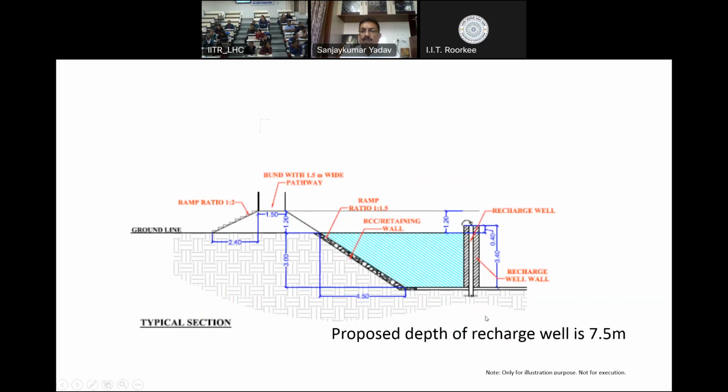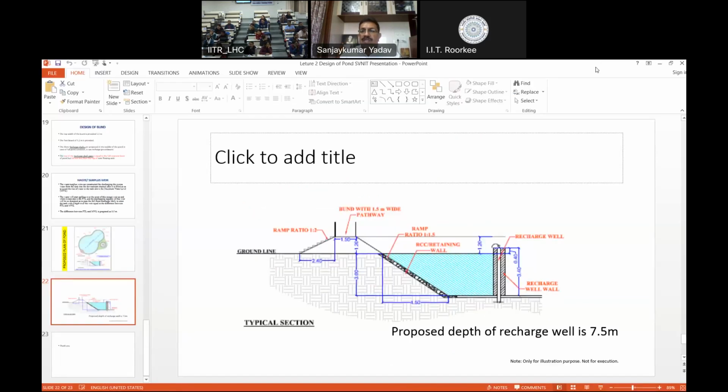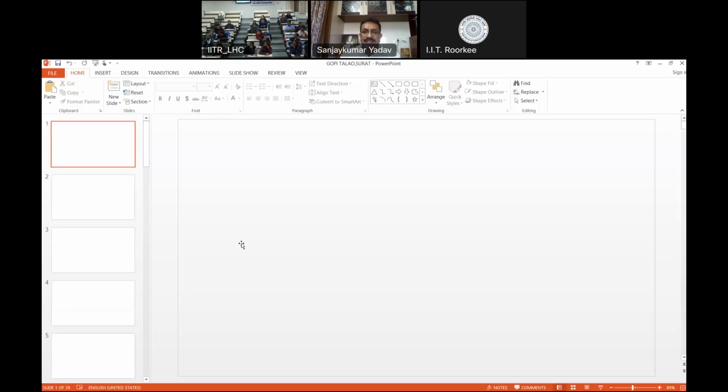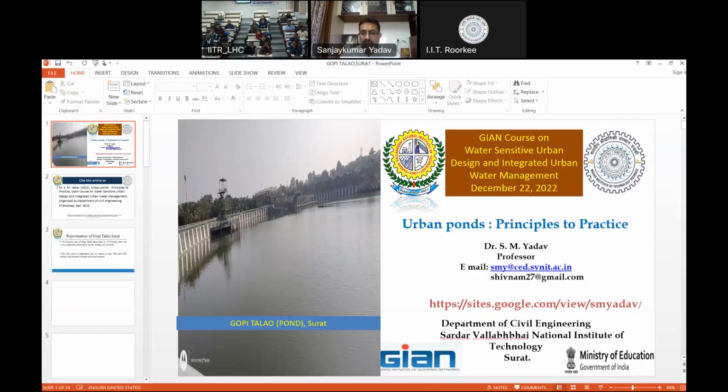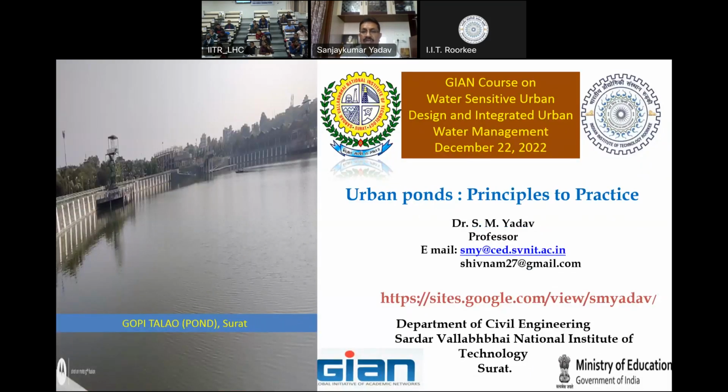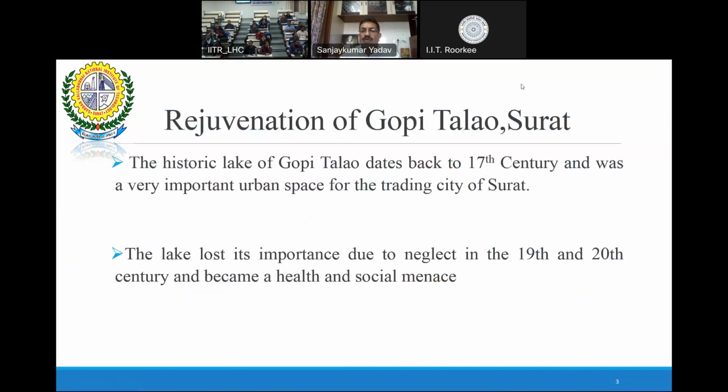After discussing the proposed pond, which has been planned for construction in SVNIT, we will take up a very interesting case. The next is very interesting, and all of you will definitely like it. This type of measure is required to be carried out all over the country, where you find the pond known as Gopi Talav. Gopi Talav is also a very famous pond, the historic lake of Gopi Talav, which dates back to the 17th century and was a very important urban space for the trading city of Surat.